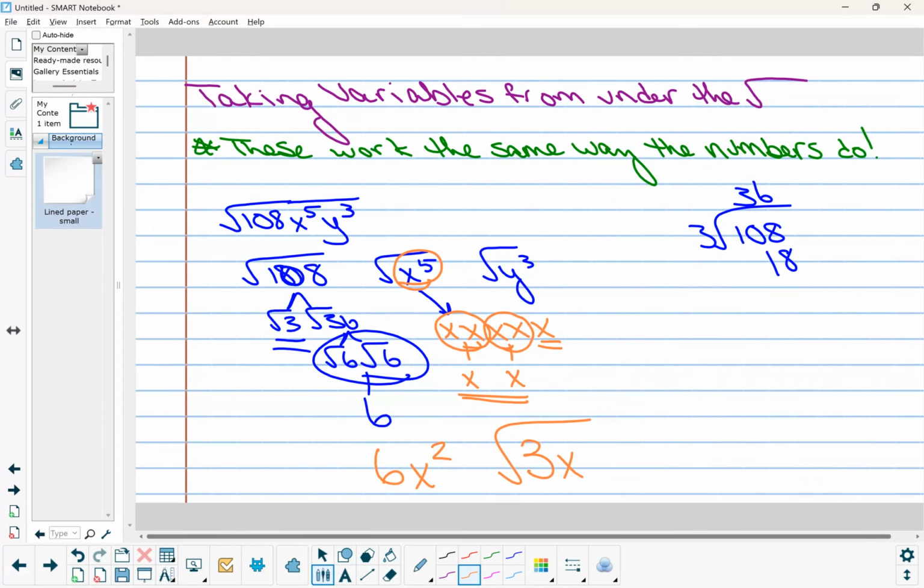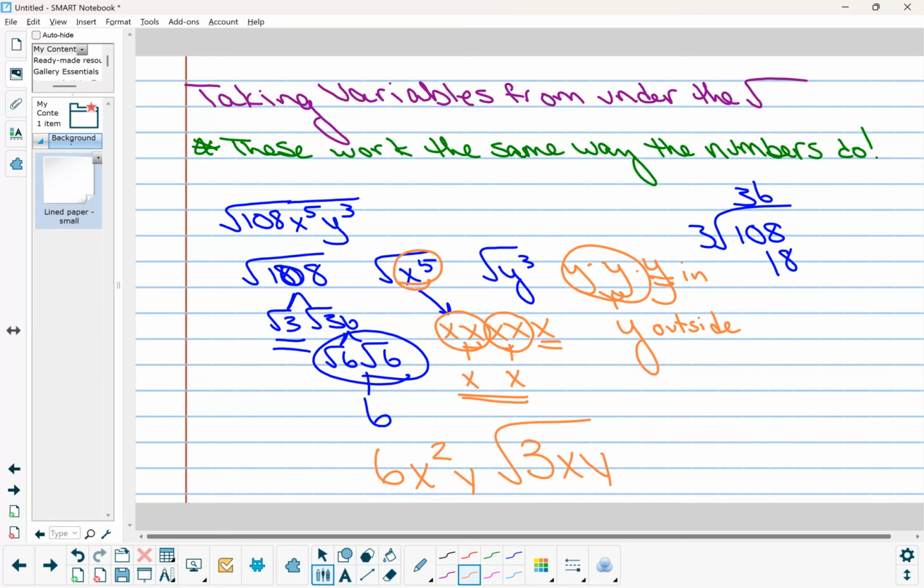And we still have to deal with the y's. So we're going to take a y times a y times a y. I can group 2 up to get 1 out. That one's going to go outside. And this guy by himself has to stay inside. So I'm going to have 1 y out and 1 y in.